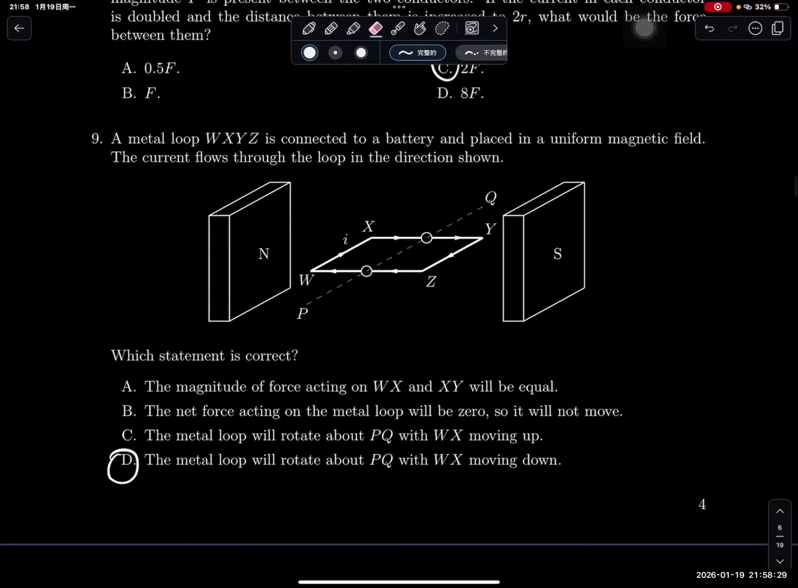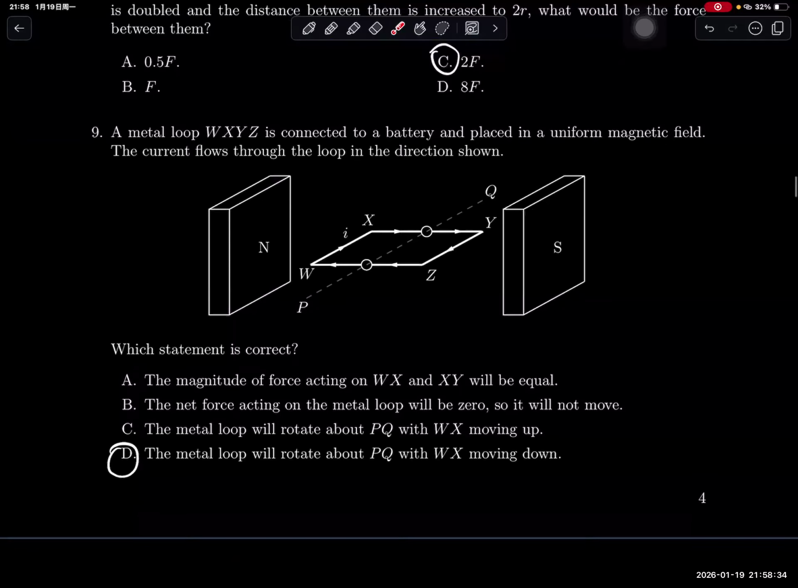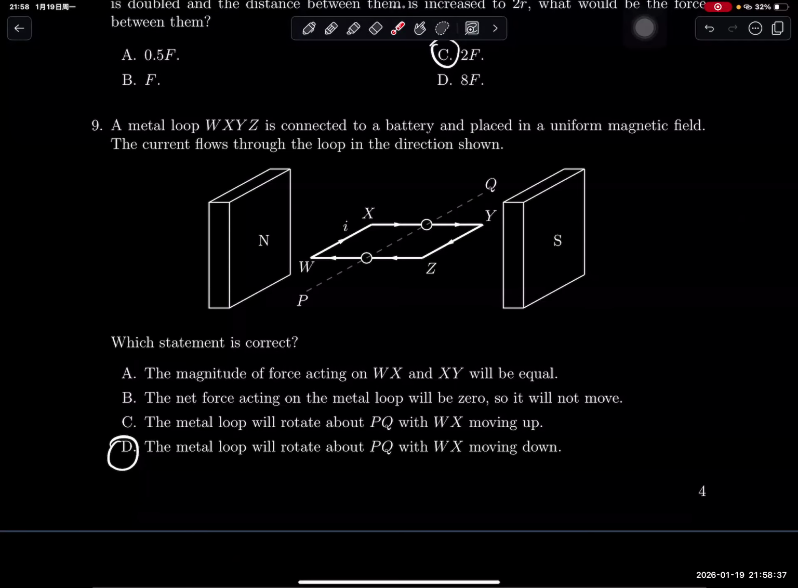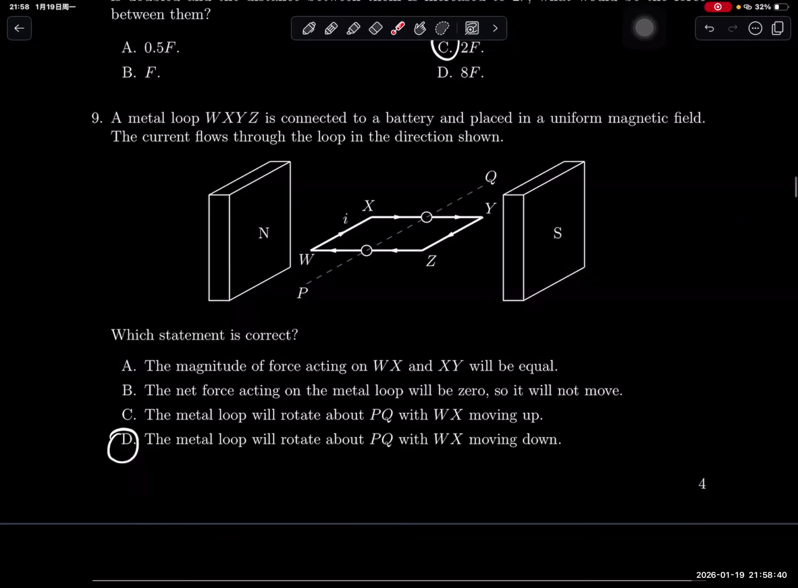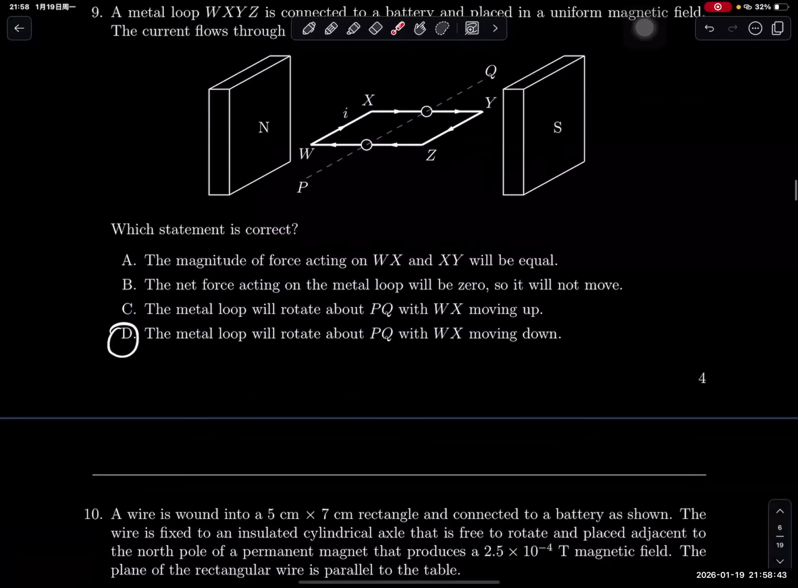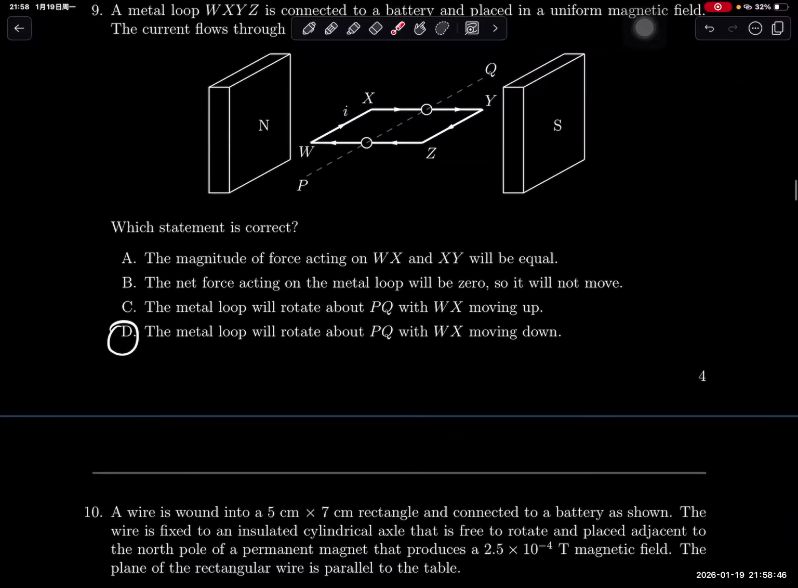Continuing on to question 9. We have a metal loop WXYZ connected to a battery and placed in a uniform magnetic field. The current flow through the loop is shown in the diagram. Which statement is correct? Option A says that the magnitude of the force acting on XY and WZ will be equal. XY actually has no force because it's parallel to the field. Remember that the field goes from north to south, so it's parallel to the current. So there's no force on XY and WZ, so they're not equal, and this is wrong.